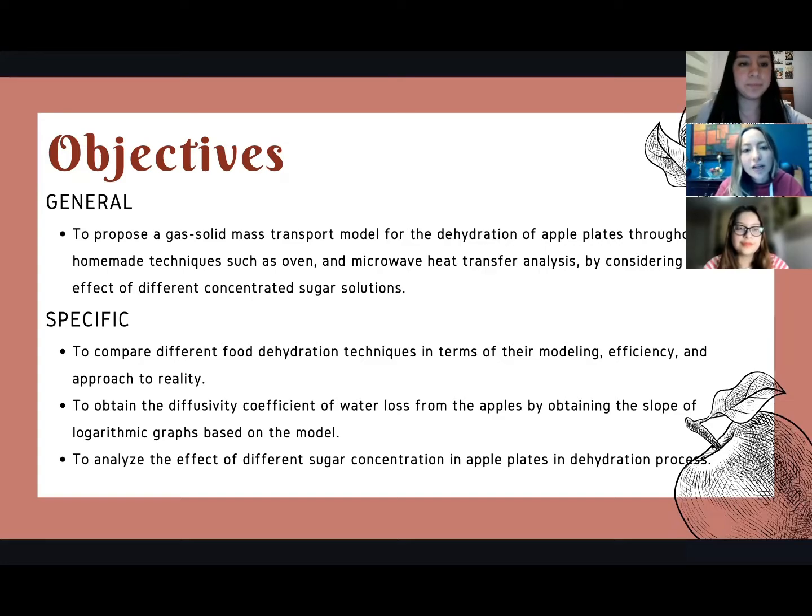Then our specific objectives are: compare different food dehydration techniques in terms of their modeling efficiency and approach to reality. Also, to obtain the diffusivity coefficient of water loss from the apples by obtaining the slope of the logarithmic graph based on the model, and then to analyze the effect of different sugar concentrations in apple plates in a dehydration process.